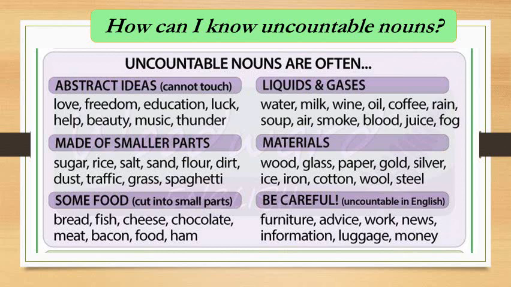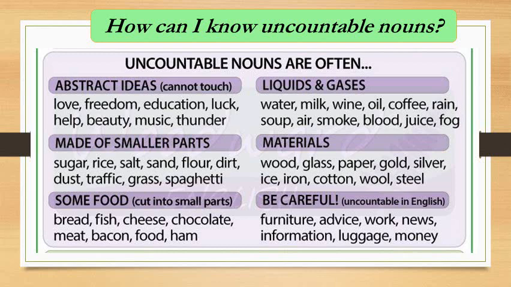How can I know uncountable nouns? Uncountable nouns are often abstract ideas like love, freedom, education, luck, help, beauty, music, thunder. Things made of smaller parts: sugar, rice, salt, sand, flour, dirt, dust, traffic, grass, spaghetti. Some food like bread, fish, cheese, chocolate, meat, bacon, food, ham. Liquids like water, milk, wine, oil, coffee, and so on. All of these words are called uncountable nouns. Please have a look at this.